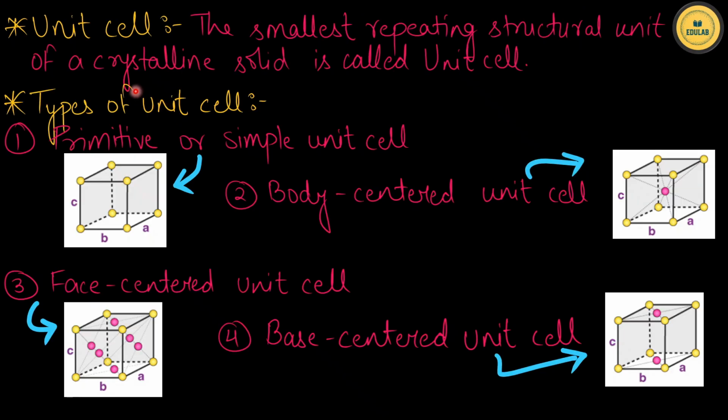Next one is unit cell. Unit cell is defined as the smallest repeating structural unit of a crystalline solid. Types of unit cell: there are 4 types of unit cell. First one is primitive or simple unit cell. The structure of primitive or simple unit cell is this. And second one is body centered unit cell. Next one is face centered unit cell. And fourth one is base centered unit cell.